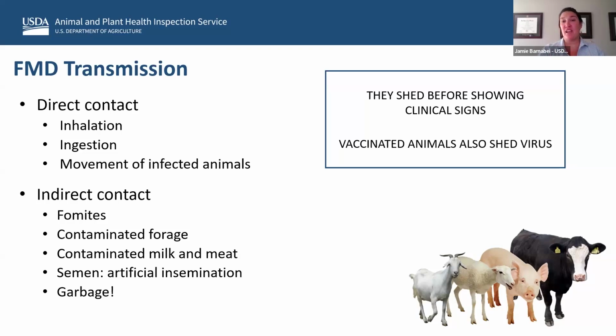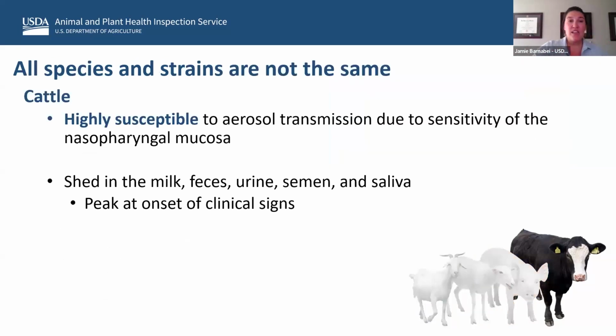But when you look at these animals, any bodily fluid, anything that's being excreted, put out from the body, is going to hold virus. Saliva, urine, feces, milk, all of it. They do shed virus before they're clinically, obviously ill. And then, as we discussed earlier, vaccinated animals will also shed virus. If we look at cattle specifically, because just like the virus, not all species and strains are the same.